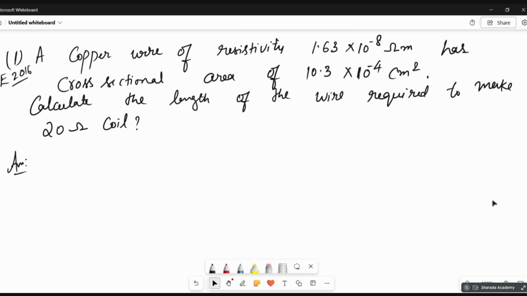Try now. First tell me which formula I have to use. R is equal to rho into L by A. Now, what and all values he has given, check what I have to find. Tell me first what data they have given. What is 1.6 into 10 power minus 8? Read again.